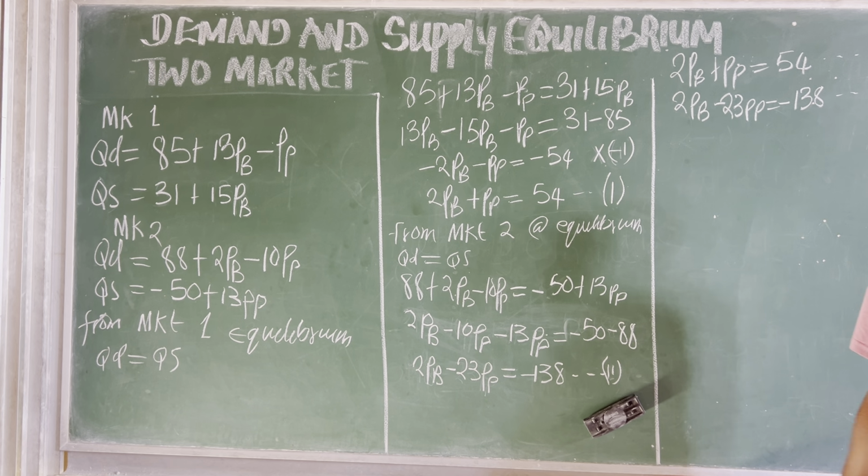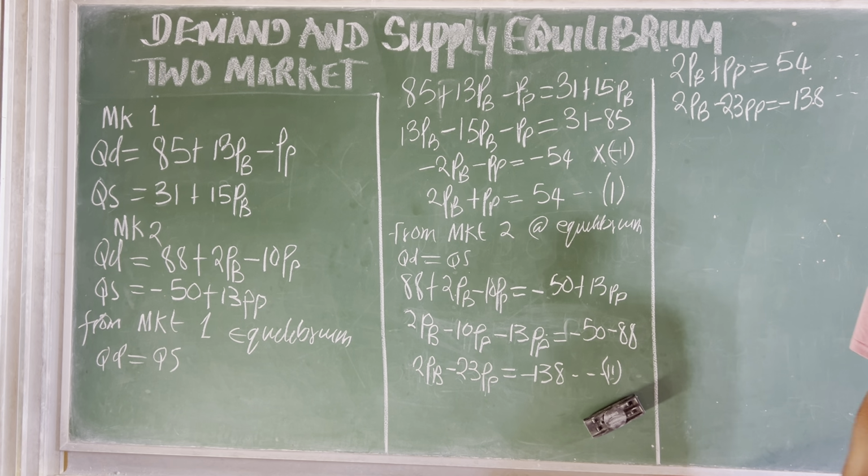It's interesting to note that the coefficient of PP here is 1. And so we can easily make this the subject. So PP will now be equal to 54 minus 2PB. And if we substitute that here, we can easily get the value of PB. We can also use elimination. We can use Cramer's rule. If we use Cramer's rule, it's just to write the coefficients in an augmented matrix and then use our Cramer's rule to obtain the value.